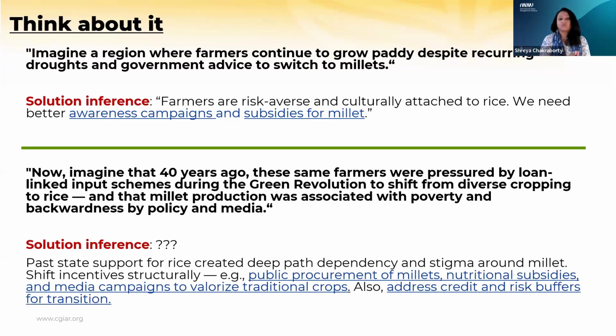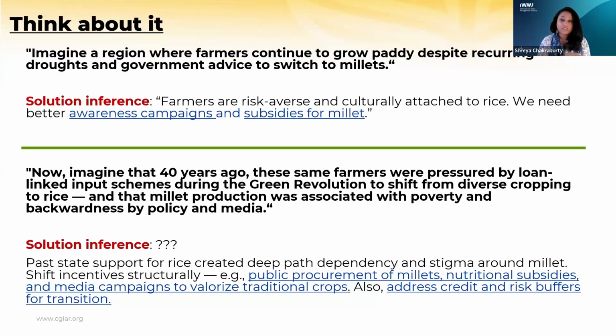So now that we know this, it's not just about awareness or it's not just about subsidies, but the fact that there is a path dependency and a stigma around millet, which means that you don't just have to fix the production and the knowledge.